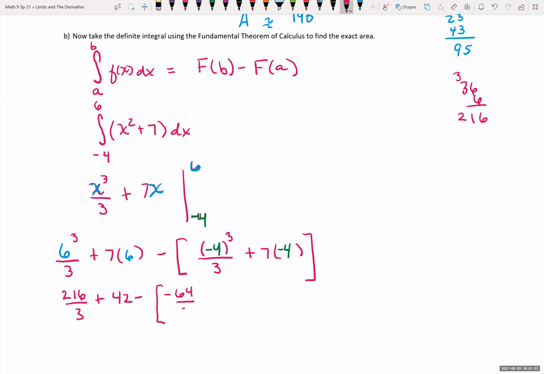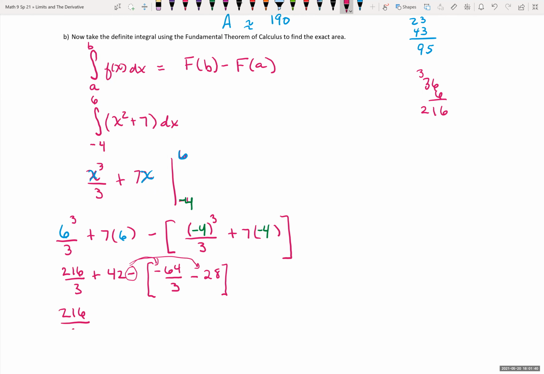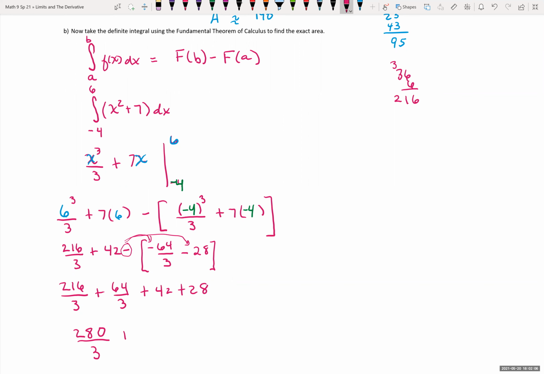Let's just group first our terms with a fraction. So 216 over 3 plus 64 over 3. And then let's group our integers, 42 plus 28. Well, 216 plus 64 is 280 all over 3. Just checking my work. And then plus 42 plus 28, which is 70.